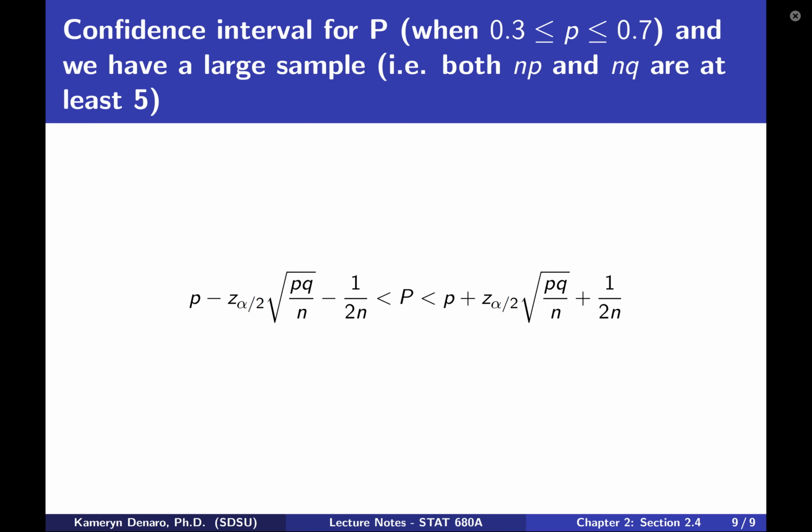Okay. Here, if your sample proportion is between 0.3 and 0.7 and you have a large sample size, then you can use the approximation for your confidence interval. So you have p-hat minus your critical value times the square root of pq over n, minus the continuity correction, and then remember, you can have p-hat plus the critical value times the square root of pq over n, plus the continuity correction.